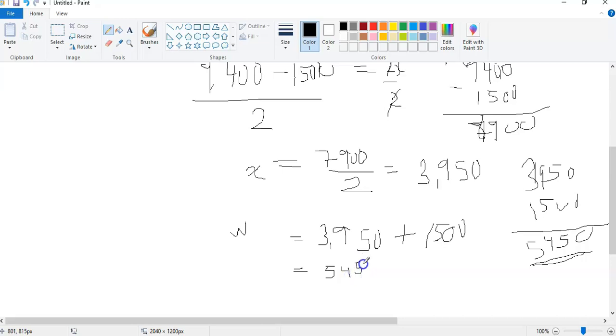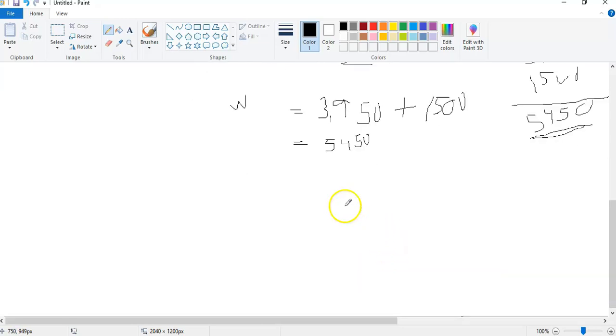So to find the ratio of men to women, we have the number of men, which is 3,950, and the number of women, which is 5,450. Okay, now you can simplify.